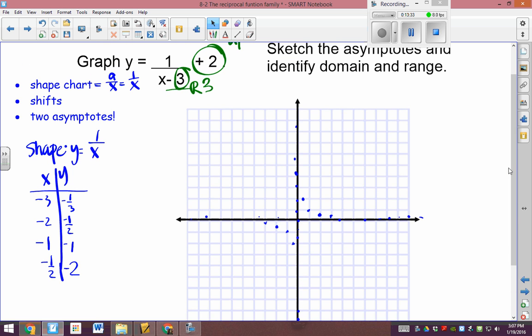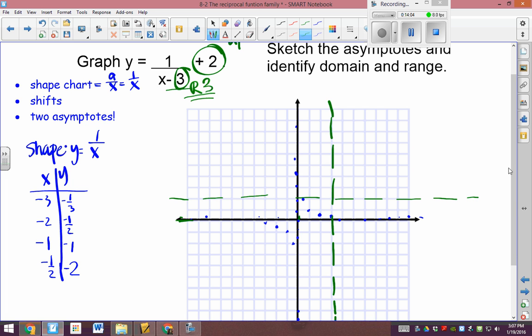There are 2 asymptotes, so maybe we should shift the asymptotes first and then draw this. The right 3 is going to affect which asymptote? The vertical one. So this was here, and we're going to shift it over to the right 3 units. And here is our horizontal asymptote. We're going to take that and shift it 2 up.